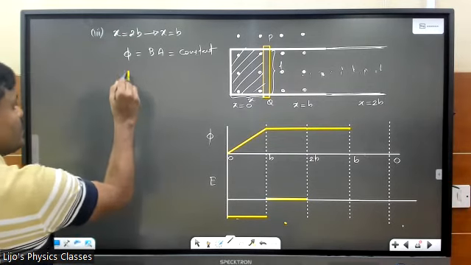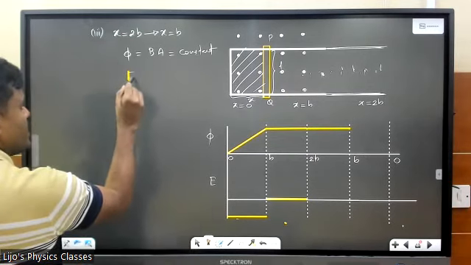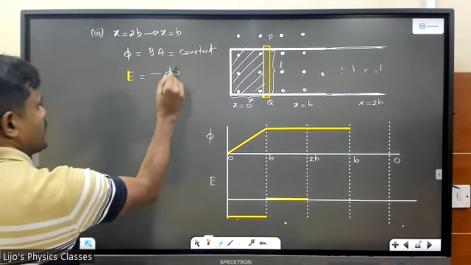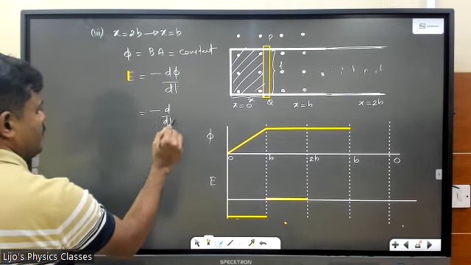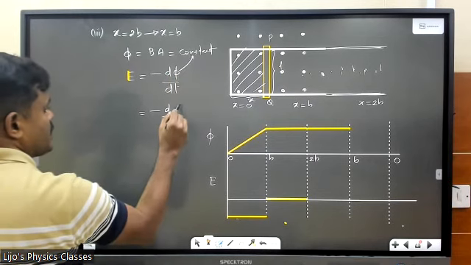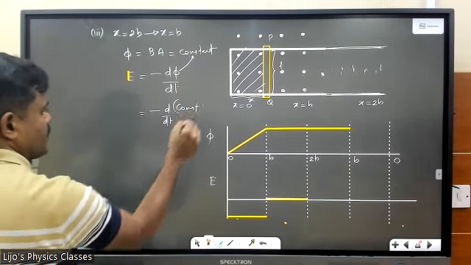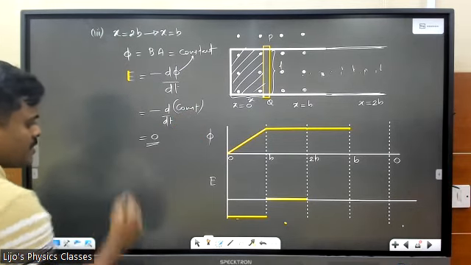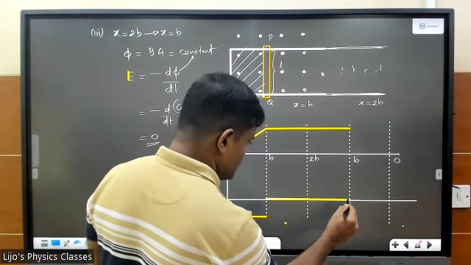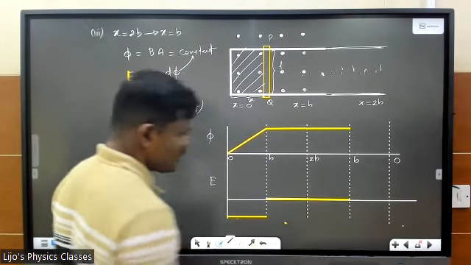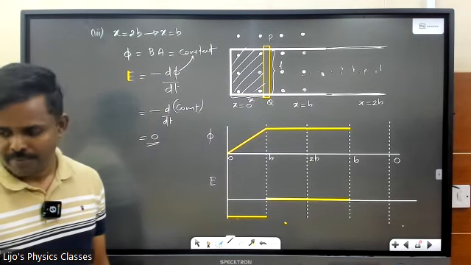How about EMF now? We have learned EMF as minus d phi by dt. That is equal to minus d by dt of flux, which is constant here. D by dt of a constant is 0. So EMF is again 0, like this, for 2B to B.